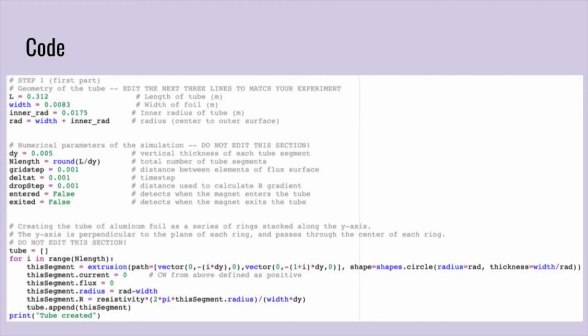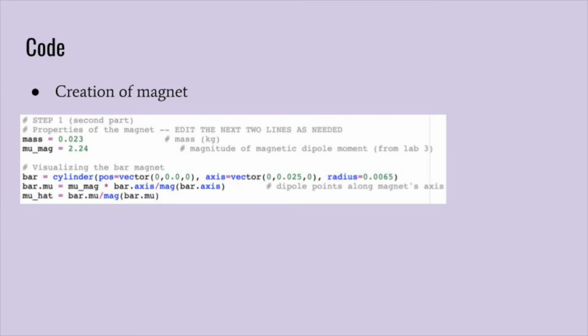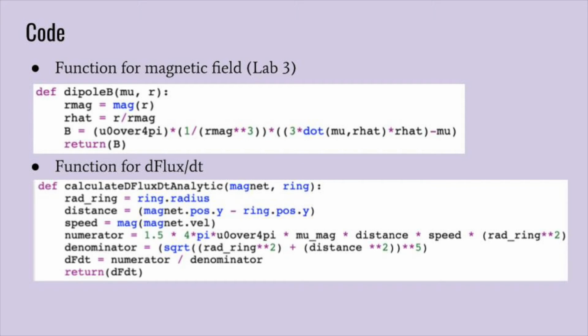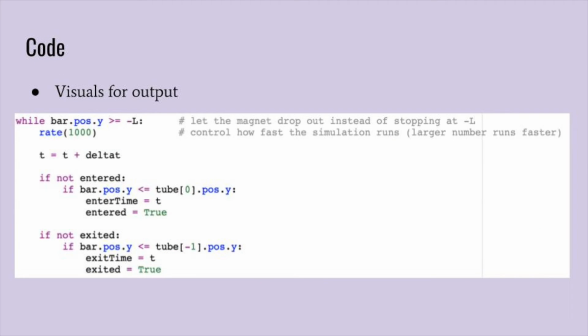The next step of the experiment was to use code to create a simulation of the experiment. In the first part of the code, constants are initialized. The simulation is set up to see the tube of foil as a series of rings, and the aluminum tube and falling magnet are created. Next, the magnet is created at rest using mu mag from Lab 3. Then functions were coded to find the magnetic field and d flux over dt. Next, visuals for output are created.